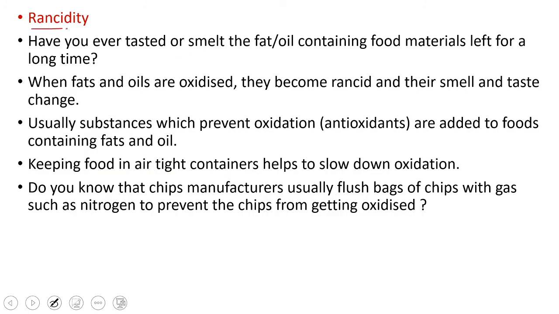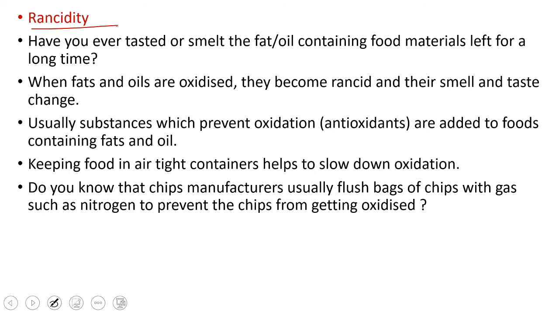The next one is rancidity. If oils or ghee are left for many days, a peculiar smell comes out of the food. We observe this only in food substances which contain fat or oil. So what is this? When fats and oils are oxidized, they become rancid and their smell and taste change. Rancidity is due to oxidation only. Oils and fats are oxidized and make the food material rancid, that means spoiled, which gives a bad smell.